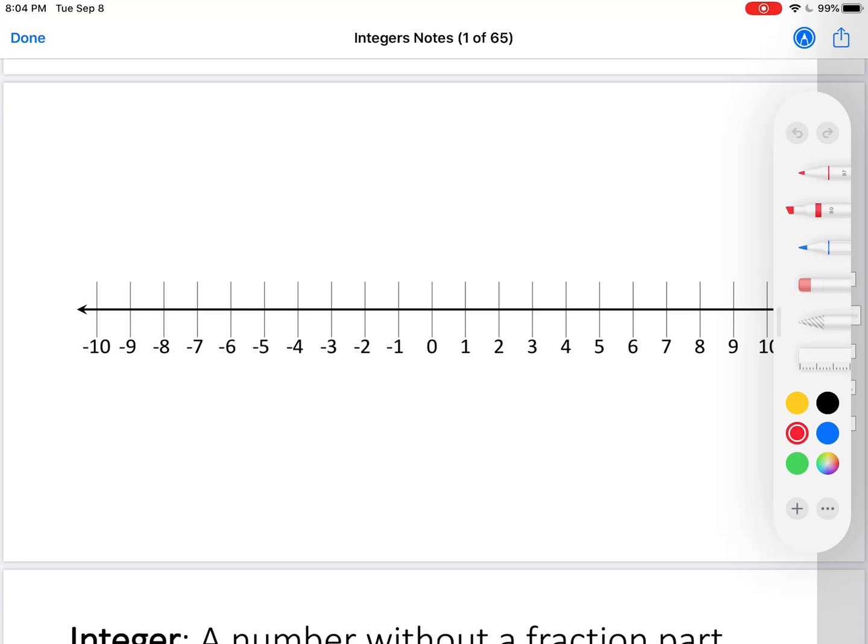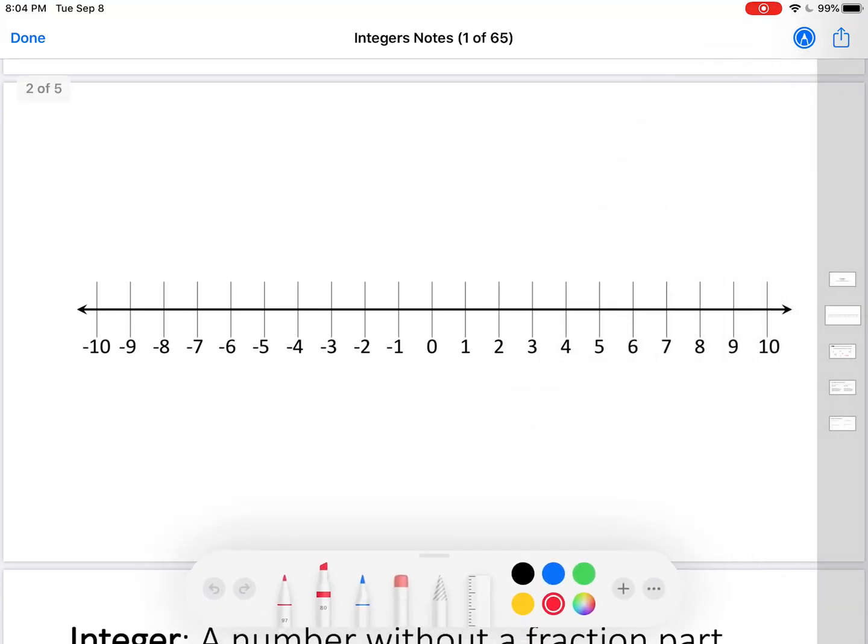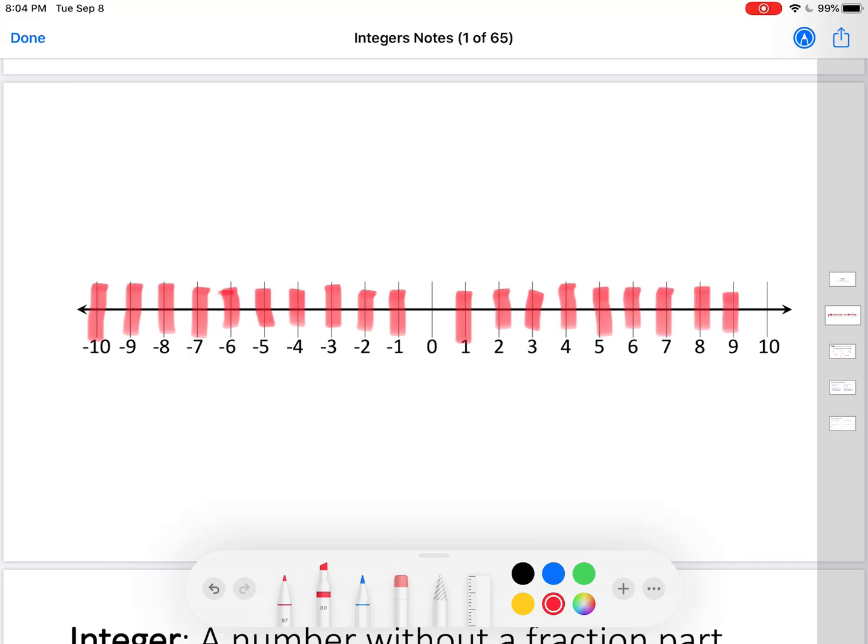All right, here is a number line. It goes from -10 to +10. Some of the numbers on this number line are integers. These ones on the lines are the integers. They can be negative. They can be positive. Or they can even be 0.